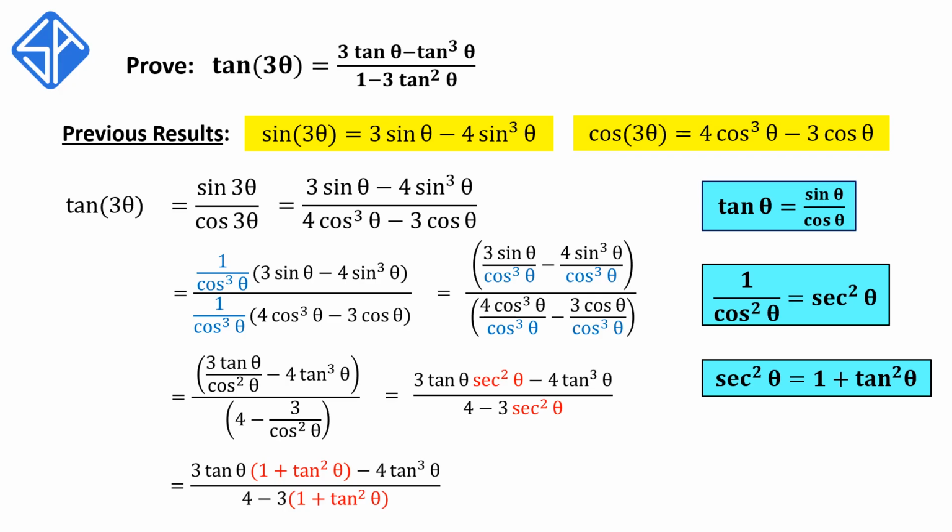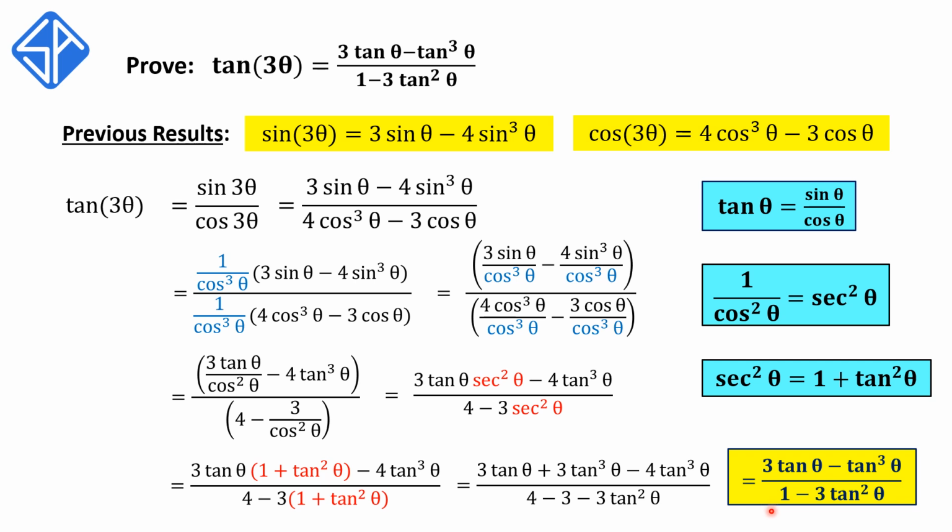So now we've got all our expressions in terms of tan, and expanding this out, we're going to get 3 tan θ plus 3 tan³θ minus 4 tan³θ, all divided by 4 minus 3 tan²θ. And last step, collecting like terms, we're going to get the final result of tan 3θ being equivalent to 3 tan θ minus tan³θ, all divided by 1 minus 3 tan²θ.